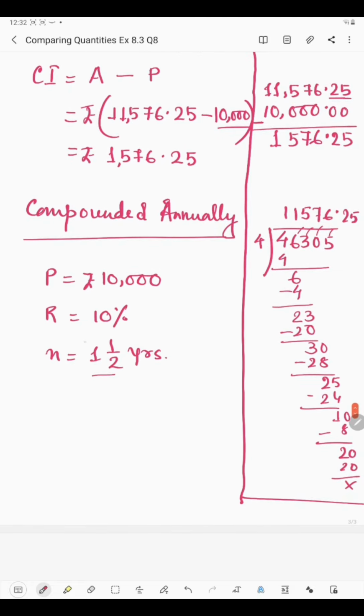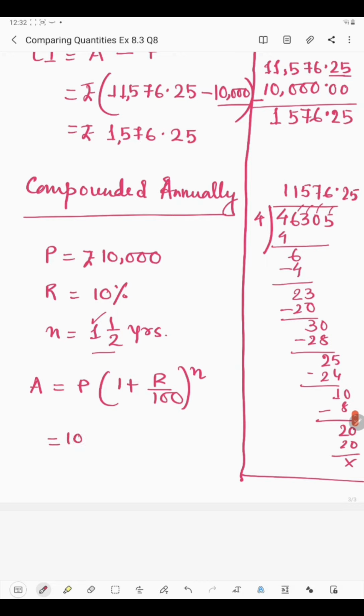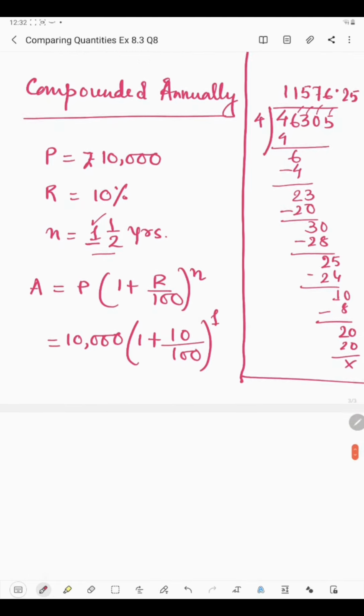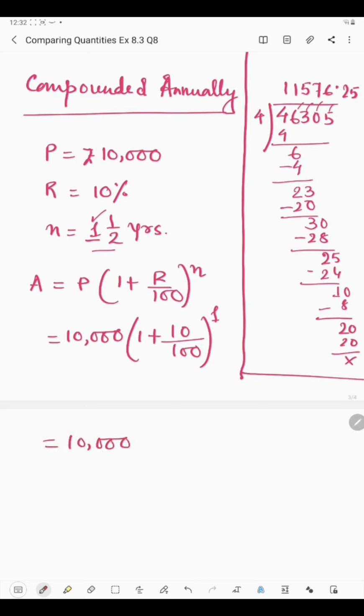But here since this is in mixed fraction, we can find the amount for 1 year only, and for the another half year we'll just take the simple interest aside. Okay, so the formula for finding amount is A is equal to P into 1 plus R by 100 raised to the power n. So P is 10,000 into 1 plus 10 by 100 to the power 1. Okay, now so 10,000 into, here we will just convert 10 by 100 into reduced form. So 0 cancels, so it's 1 plus 1 by 10 raised to the power 1.